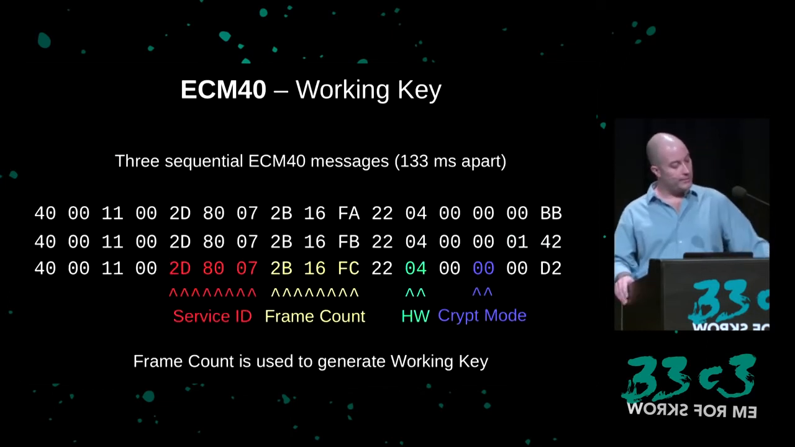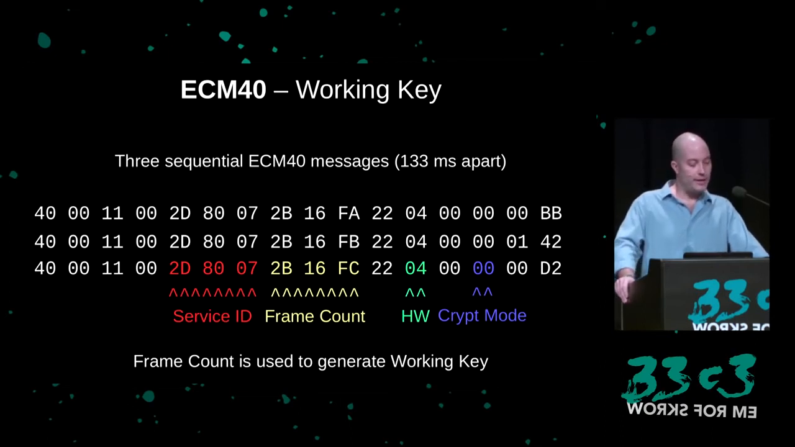The ECM40 message is used to generate the working key, used to descramble the MPEG streams. There's a service ID used to identify each channel and a frame count that's used with the program key to calculate the working key. The crypt mode identifies if the channel is operating unencrypted with a fixed key or with normal secure keys, which are typically used.